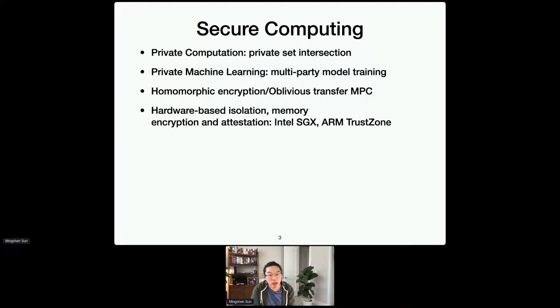The last one, which is what we are talking about today, is hardware-based isolation. Current SoC and CPU manufacturers like Intel, ARM, AMD, and open source RISC-V all have such technology to enable memory encryption and attestation.